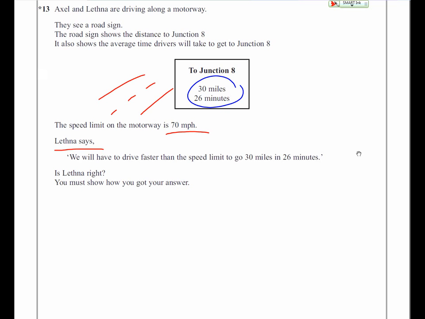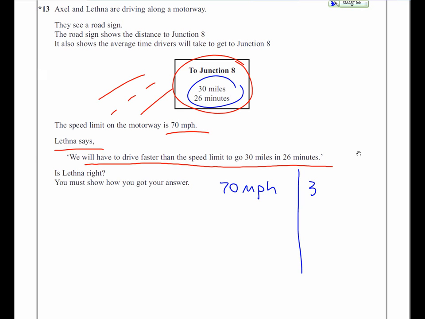Lefner says, we will have to drive faster than the speed limit. I doubt that a sign would advise that. To go 30 miles in 26 minutes. Is she right? Is the sign wrong? Is the sign telling you to break the law? Let's hope not. Okay. Anyway, 30 miles per hour. 70 miles per hour. And we're comparing it to 30 miles per 26 mins.